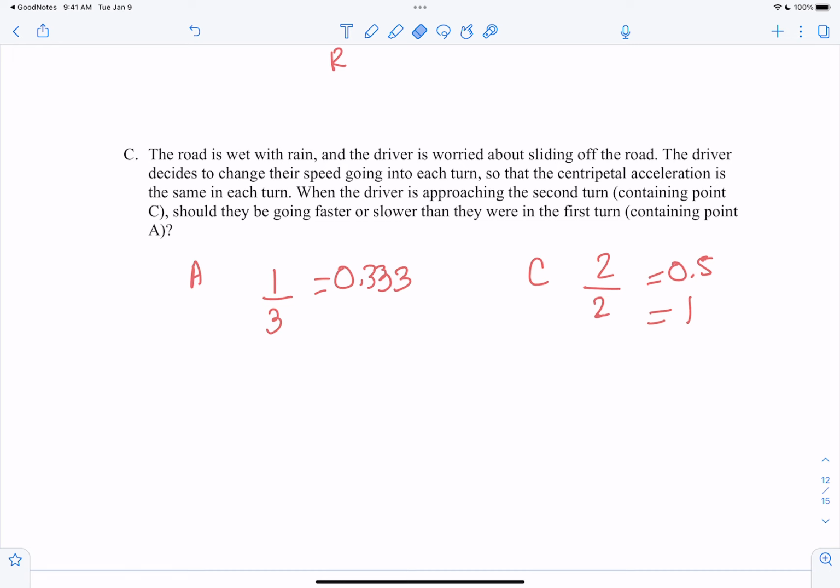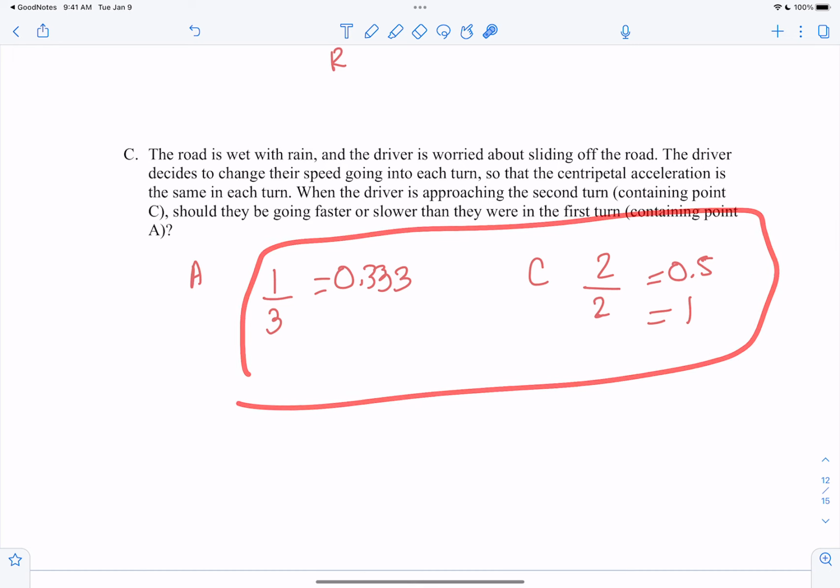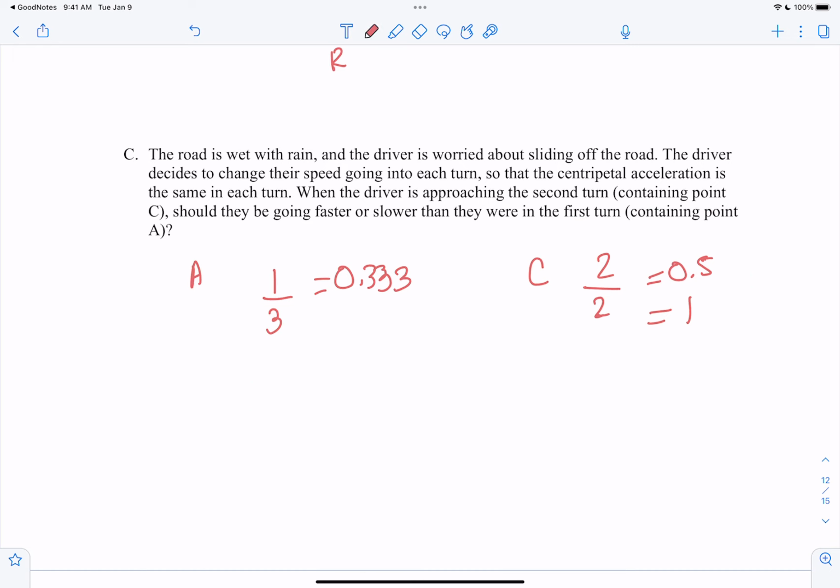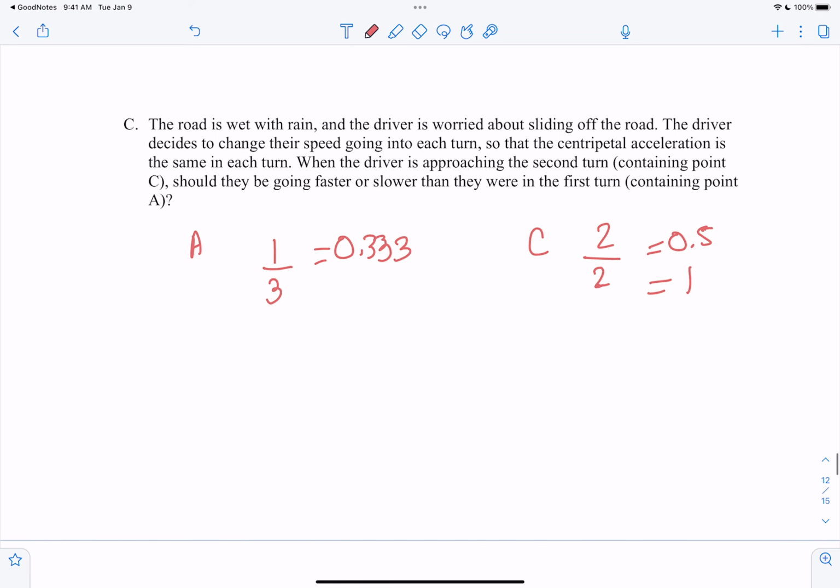We don't have to come up with a value or anything. This is just all variables and understanding. I'm just using numbers, so maybe it'll look a little bit easier. But basically, you'd have to go slower to ensure that the centripetal acceleration is the same. So at point C, the person has to be going slower than they were in the first turn. So must go slower to have the same centripetal acceleration, right? And that kind of makes sense in real life.